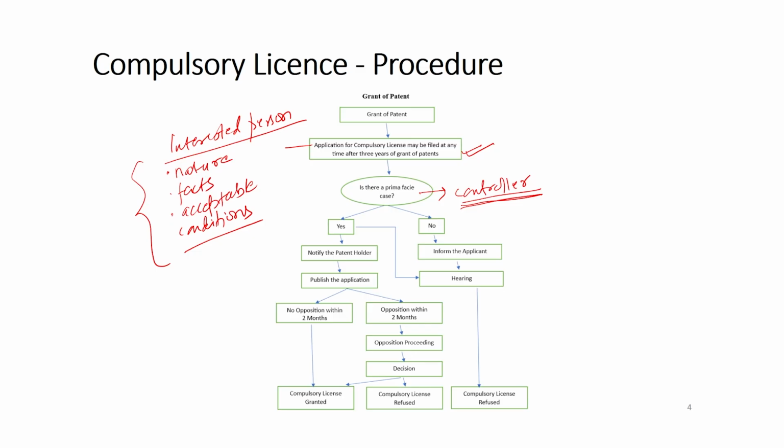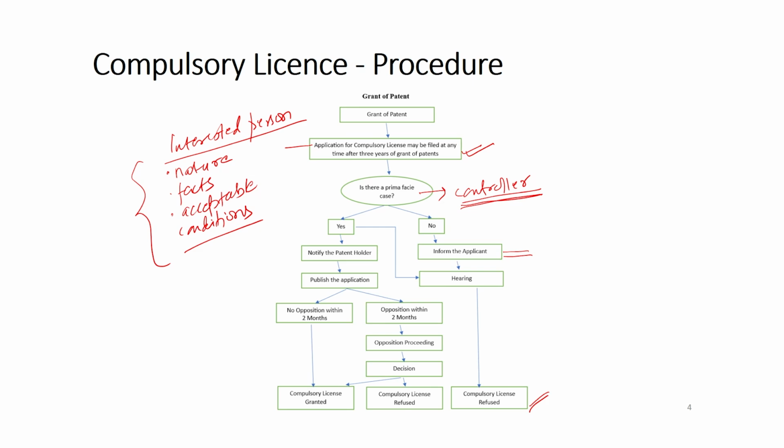If the controller is of the opinion that there is no prima facie case, then in that case, the controller will inform the applicant that, see, your application is devoid of merit. You failed to establish the prima facie case, and therefore, after giving a hearing, the compulsory license will be refused.